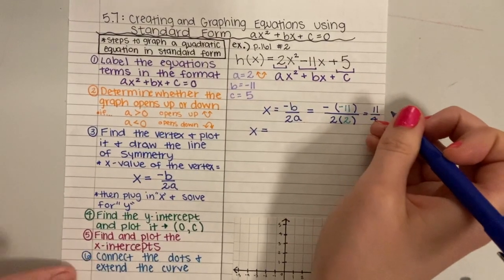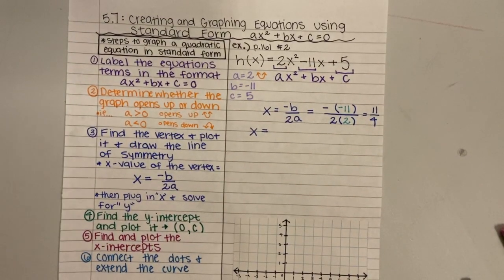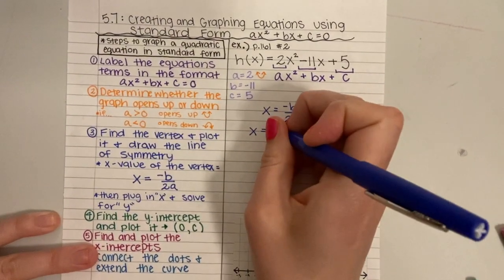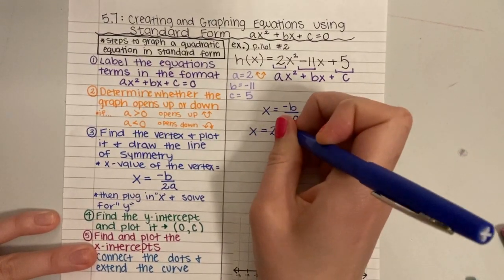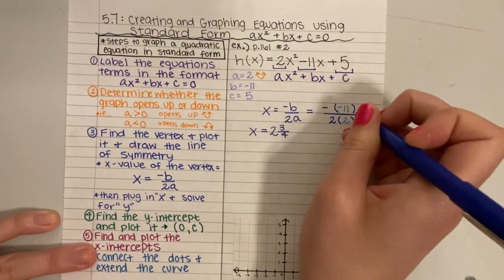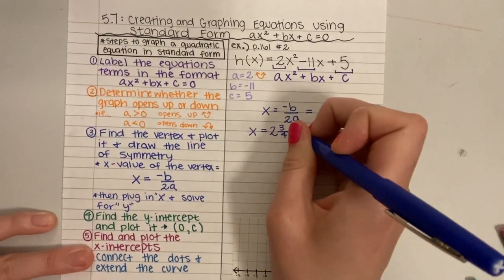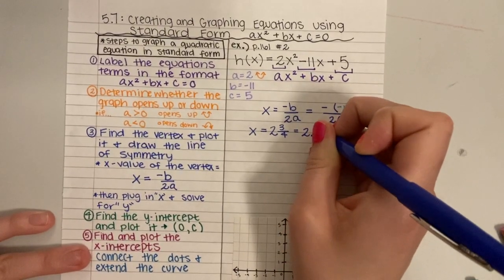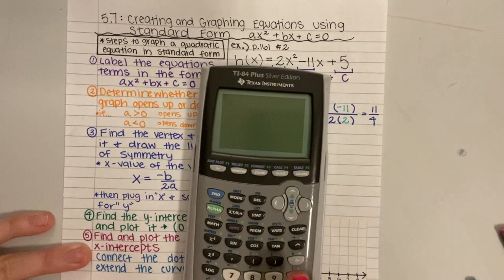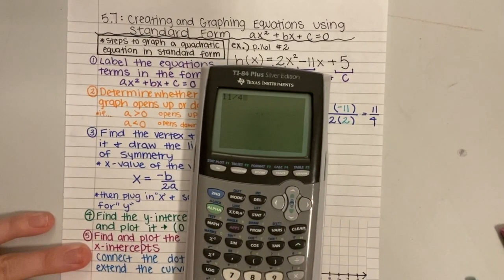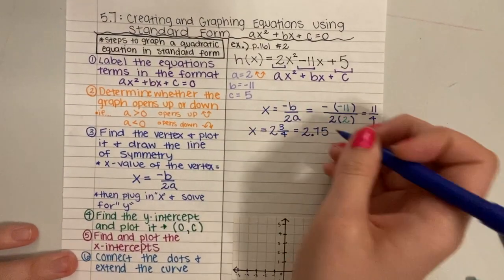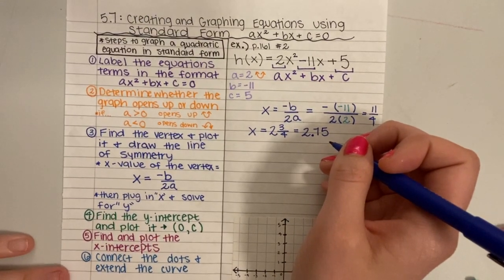I could probably do this in my head, right? Because this is just going to be 2 and 3/4, because 4 times 2 is 8, 8 plus 3 is 11, which would be 11 over 4, which I know is 2.75. But if I can't do that, I can just type it into my calculator, 11 divided by 4, and I get the decimal. That's not it, though. That just tells me the x value. I need to know the y value.